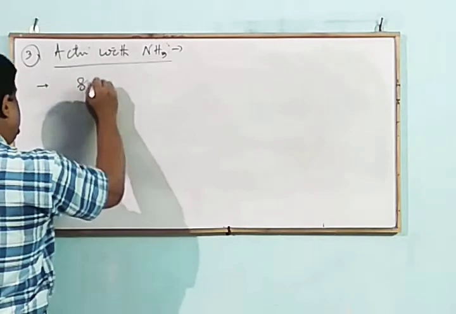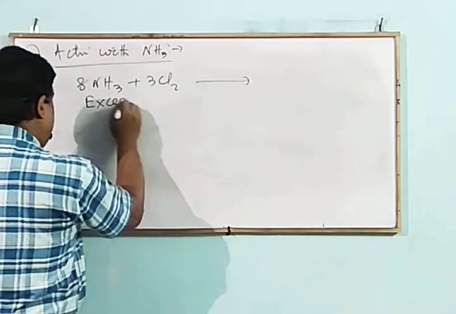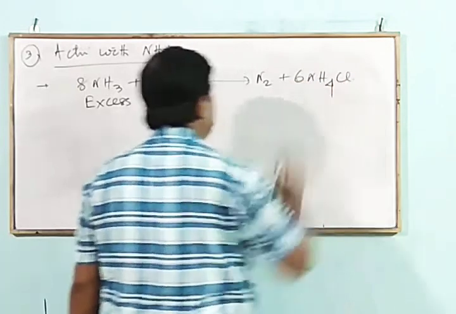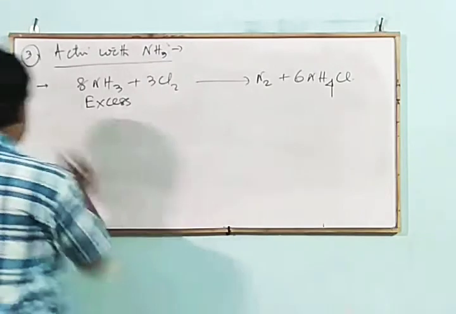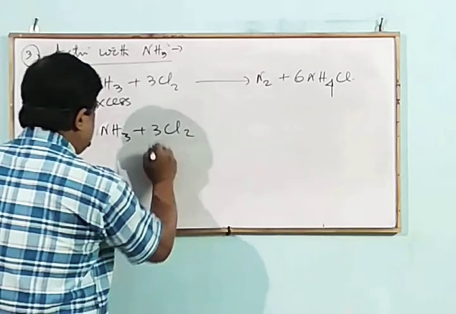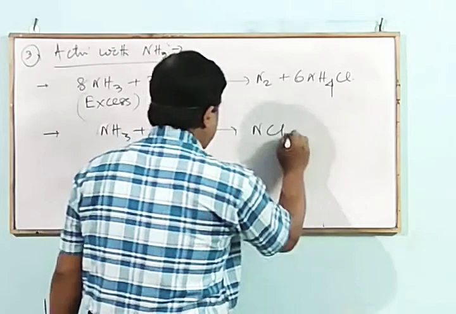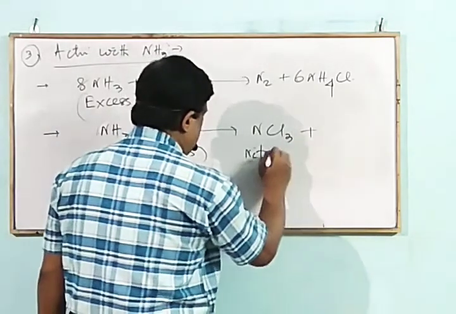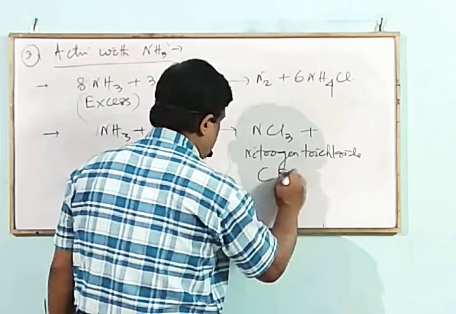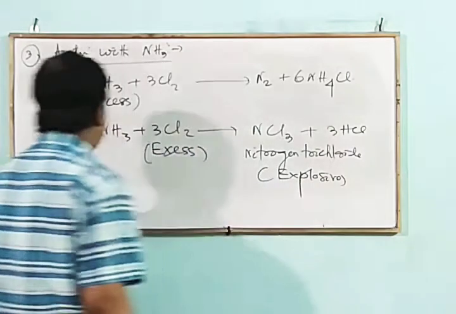One is ammonia reacts with chlorine, where ammonia is in excess, to form N2 plus NH4Cl. Ammonium chloride is formed with the evolution of nitrogen gas. On the other hand, when ammonia reacts with excess chlorine, it results in the formation of an explosive, that is nitrogen trichloride, NCl3, plus 3HCl.